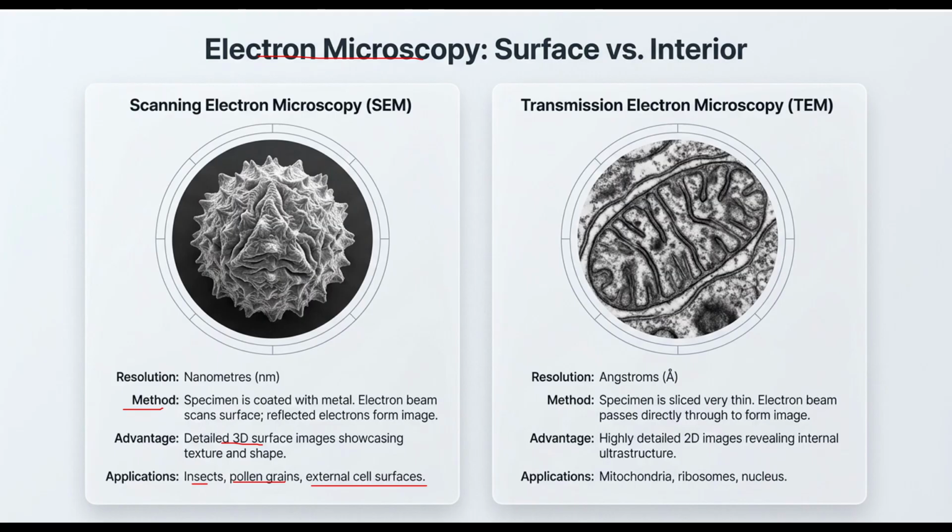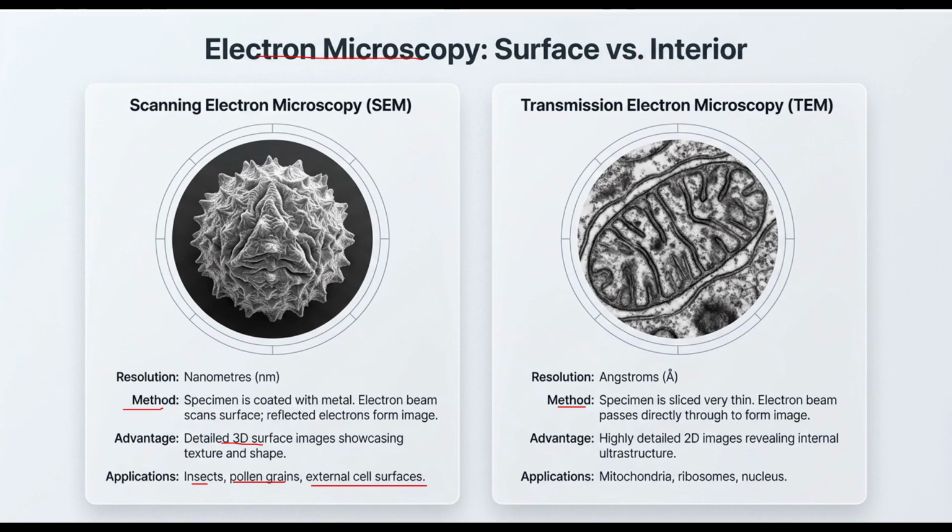Then we have transmission electron microscopy, or TEM. It focuses on internal structures. So extremely thin sections are prepared, allowing electrons to pass through the specimen. The resulting image reveals organelles and the internal cellular architecture. Okay, so the method is here.